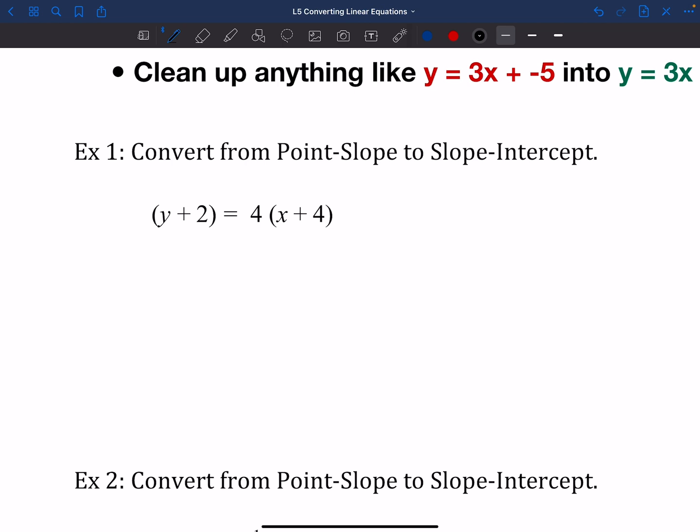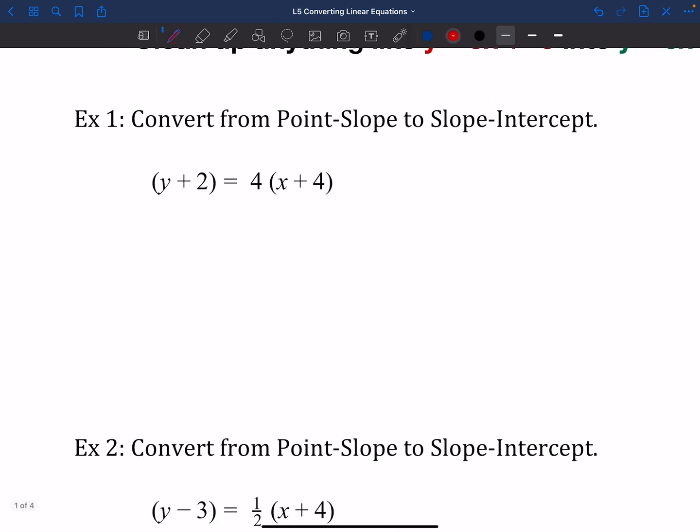Again, something we've done in the past already. Hopefully it seems pretty familiar. To get this one into slope-intercept, I'm going to start by distributing that 4 into those parentheses. On the left, you don't really need the parentheses around y plus 2 because it's all by itself, so we'll drop those. On the right side, 4 times x is 4x, and 4 times 4 is 16.